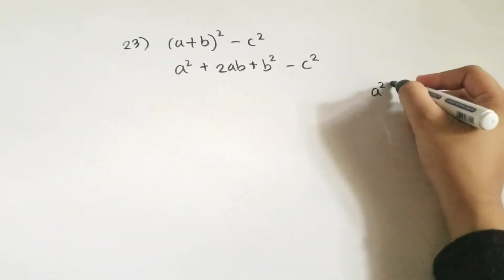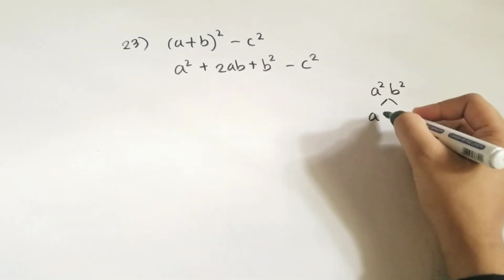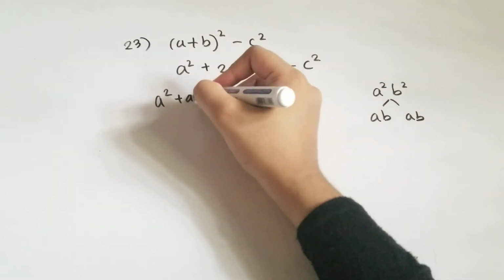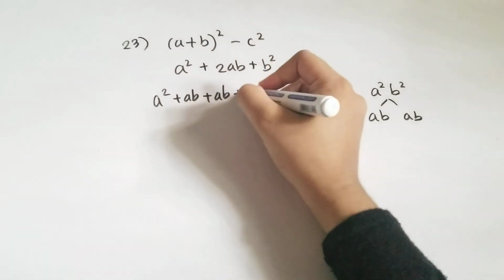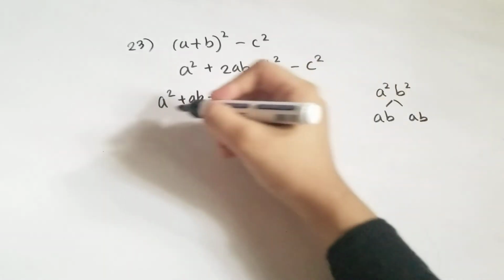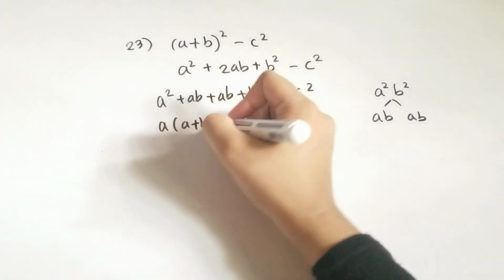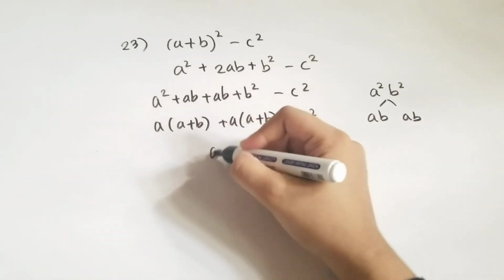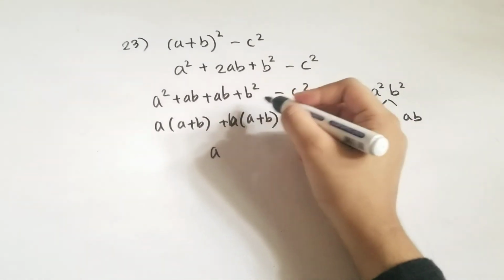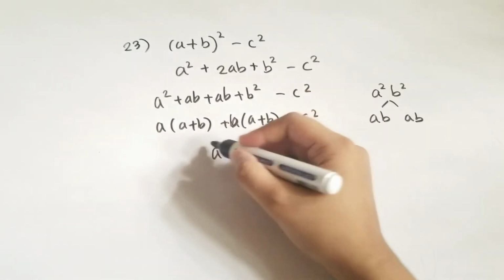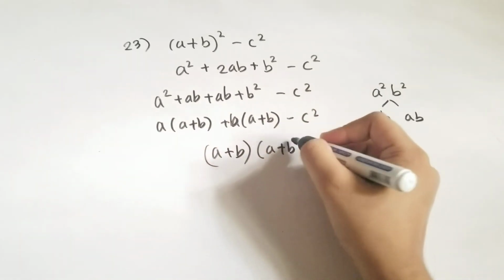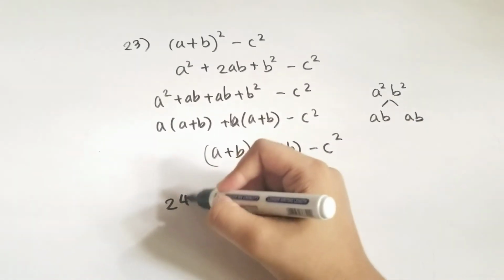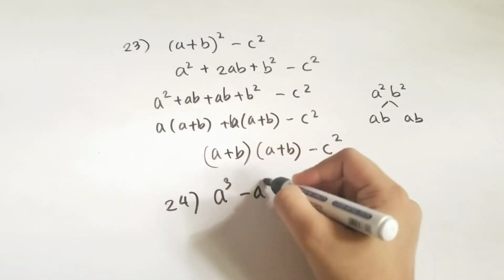Look at the board. A squared b squared means ab into ab. So factors are a squared plus ab plus b squared minus c squared. So a into a plus b plus a into a plus b minus c squared. Factors are a plus b minus c squared.